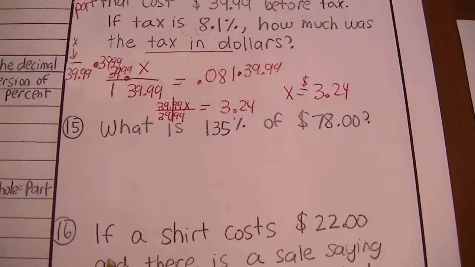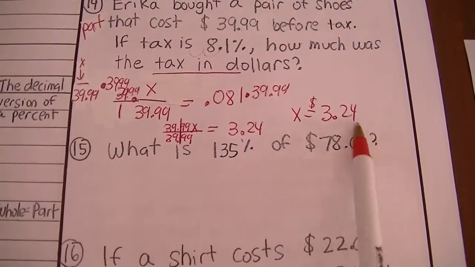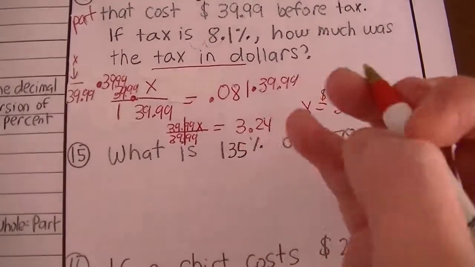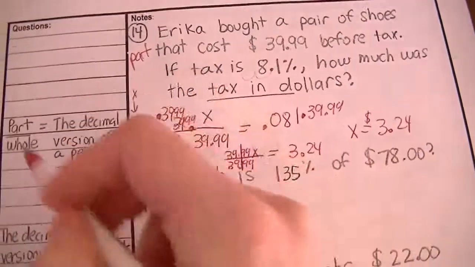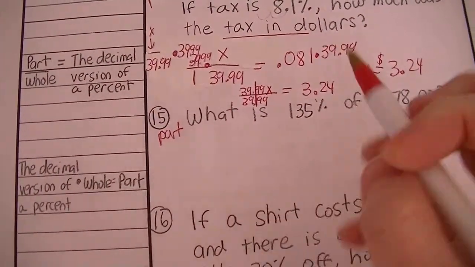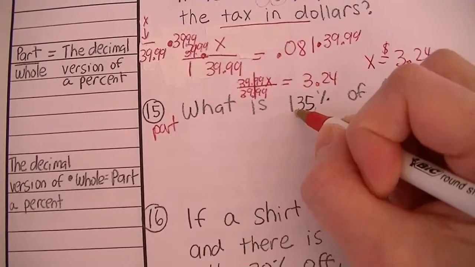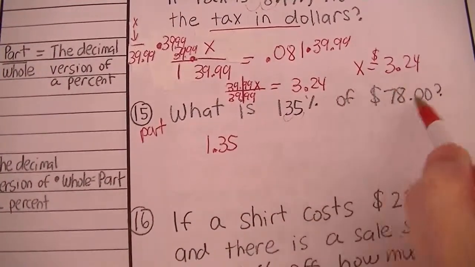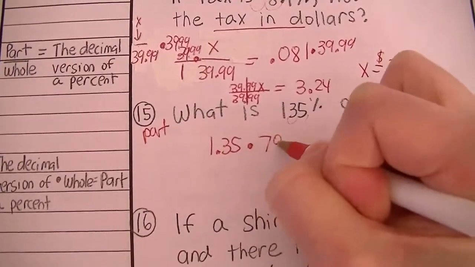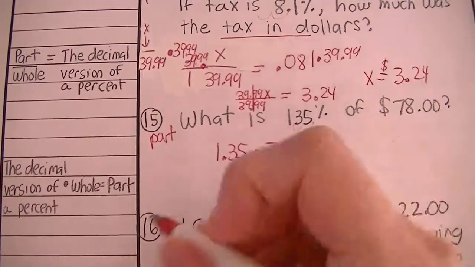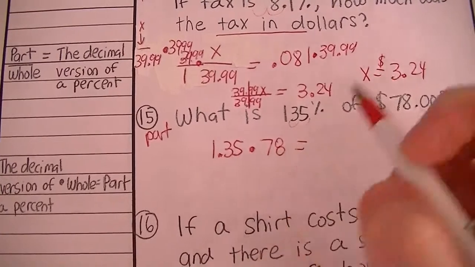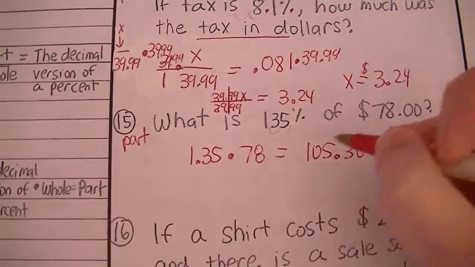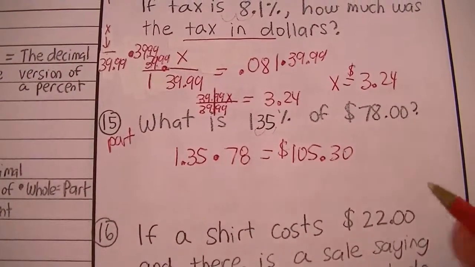Number 15, what is 135% of 78? So we're going to be solving for a part, okay? I'll go ahead and use this equation. The decimal version of the percent, so this would be 1.35, 1 35/100ths, times the whole, which was 78. So that would give me the part, so 1 35/100ths times 78 will give me 105 30/100ths. Okay.